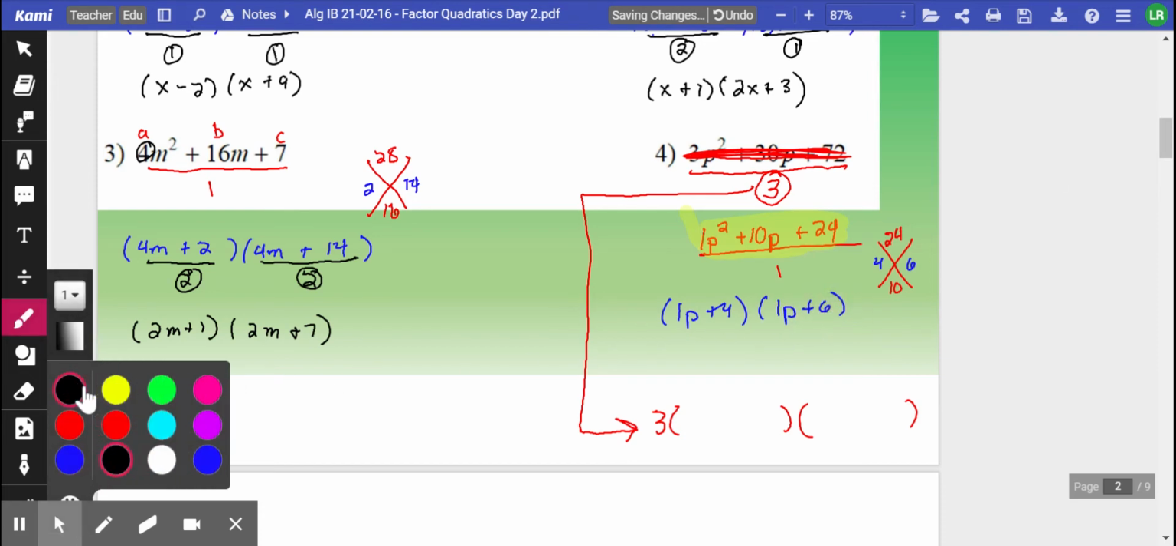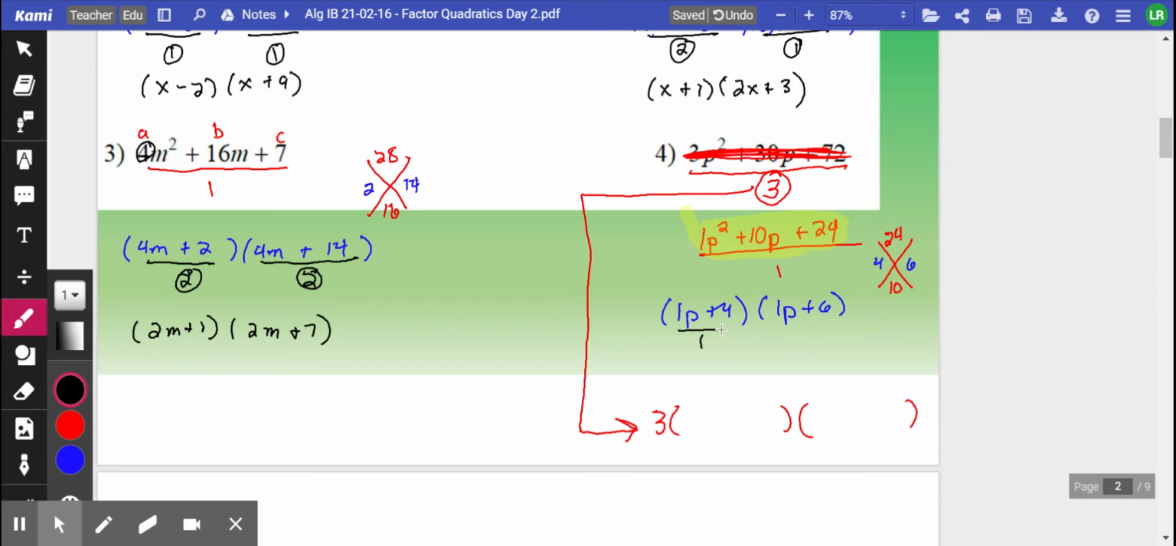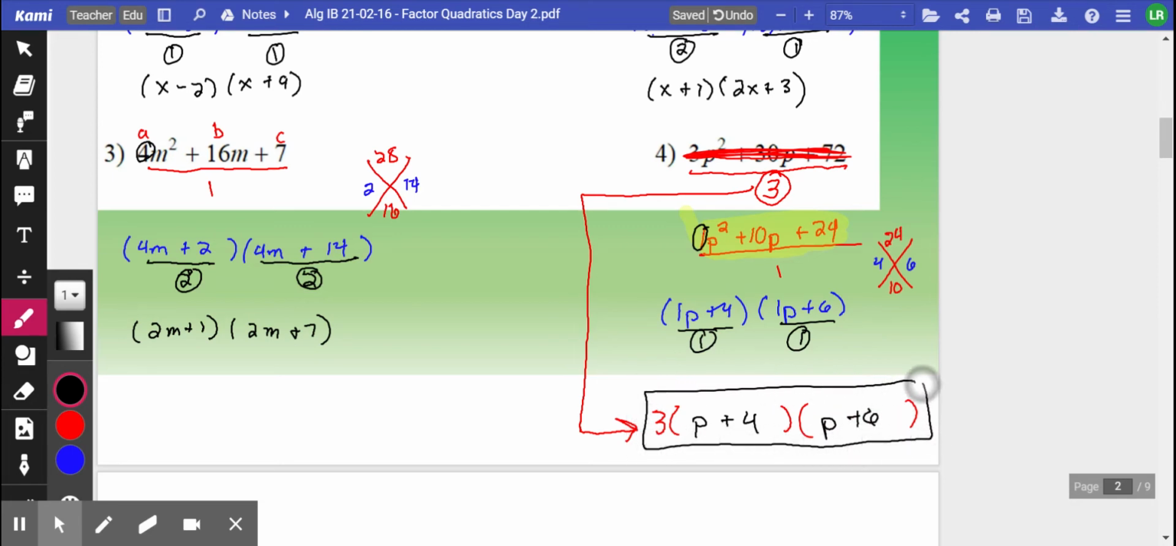Look for what I can divide out. Divide by 1. Divided by 1. 2 wheels. 1 times 1 is 1, so that's good. Just make sure you divide it out. So I have p plus 4 and p plus 6. So that's the first time we've actually seen one like that. So just be aware, you always do have to check.